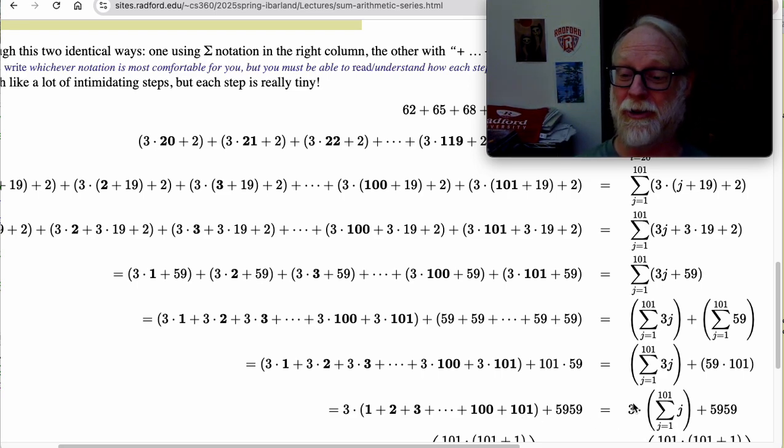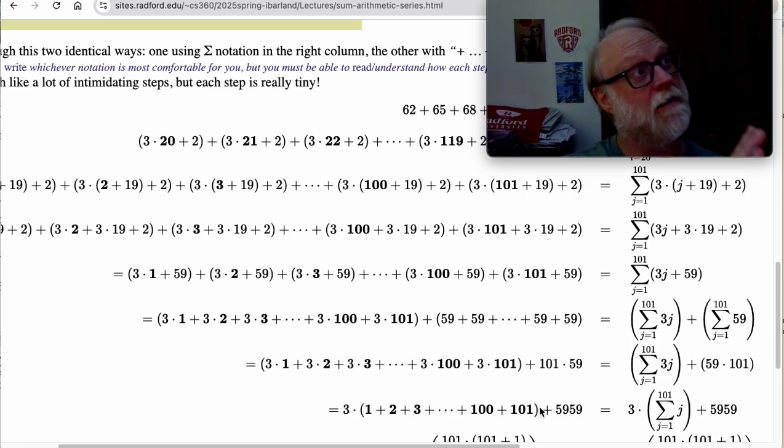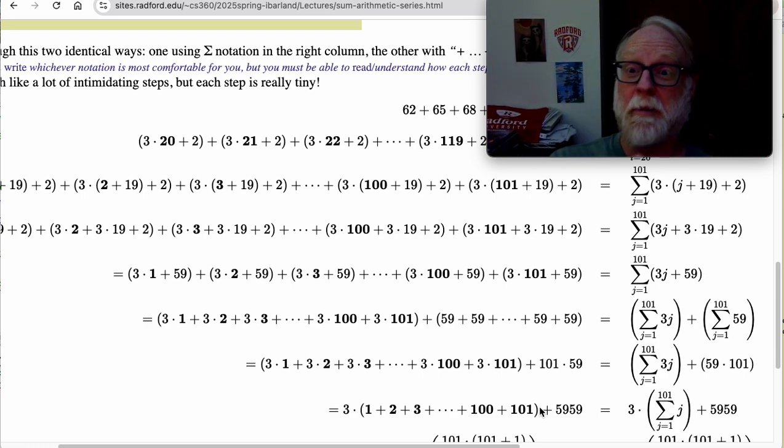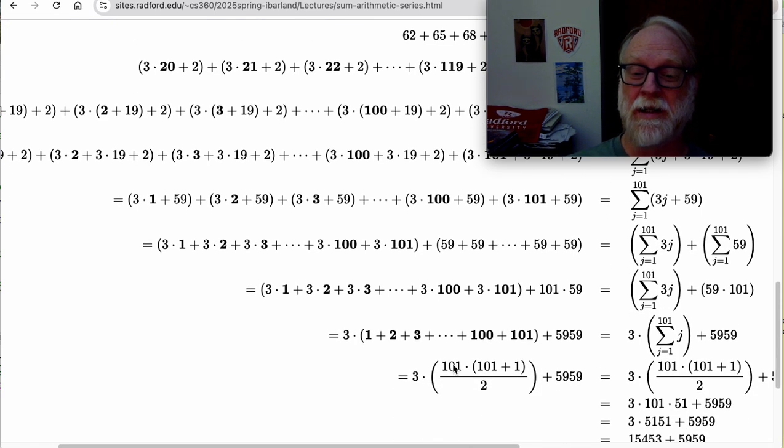I'm going to have 3 times that sum plus 5,959. What is that sum? Could you remember? Pause the video. Go back to the very beginning of the video where he showed the formula at the top of the page. N halves first plus last. And as there's 101 terms, 101 halves first plus last. Okay, so that's what we get.